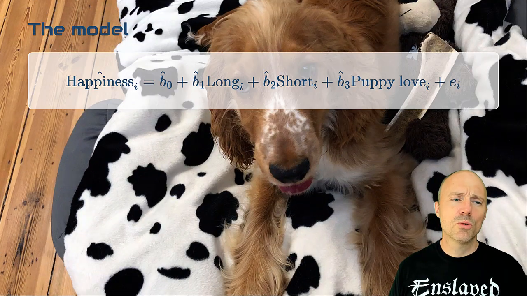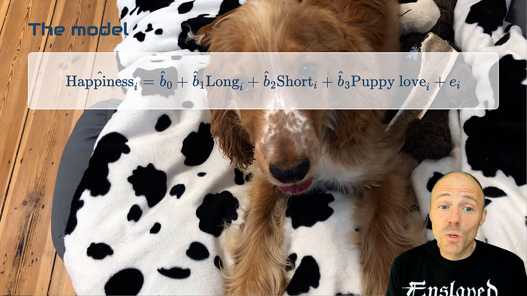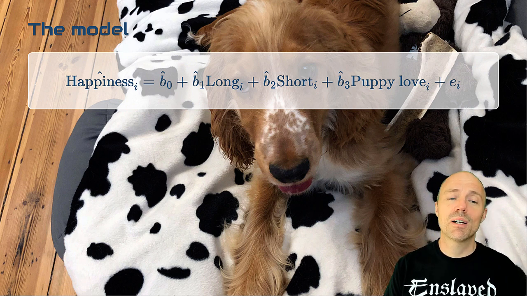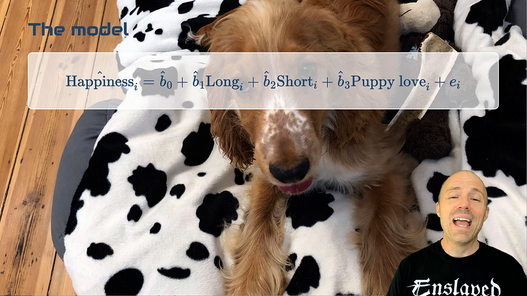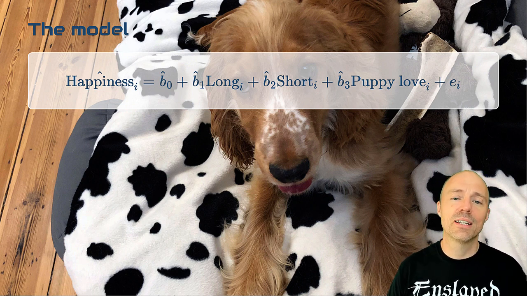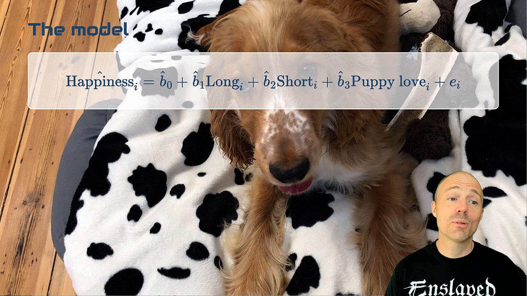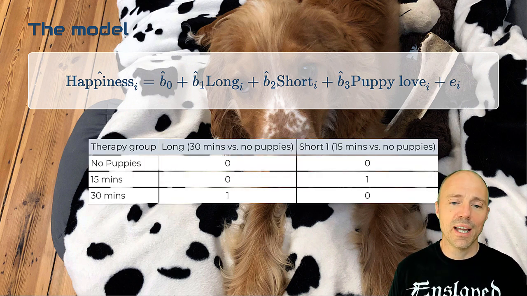So let's have a look at the model. As I've already indicated, it's a linear model. We've got these dummy variables representing our puppy therapy group, which have been explained in previous lectures. And we're adding this new predictor of puppy love. It's got a parameter attached to it, a beta, which is going to tell us about the relationship between puppy love and happiness. That's basically the model that we're looking at.